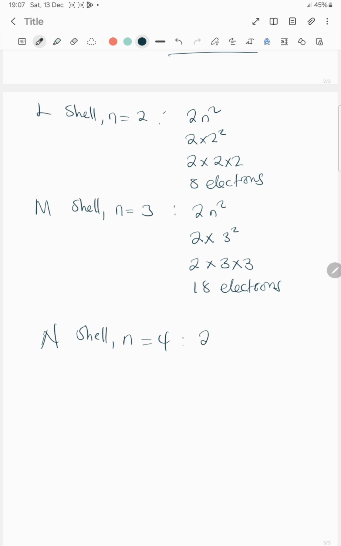Then the last shell. Our formula is 2n to the power 2, so this is 2 times 4 to the power 2. It's the same as 2 times 4 times 4, which gives us 32 electrons. So that's where we end here.